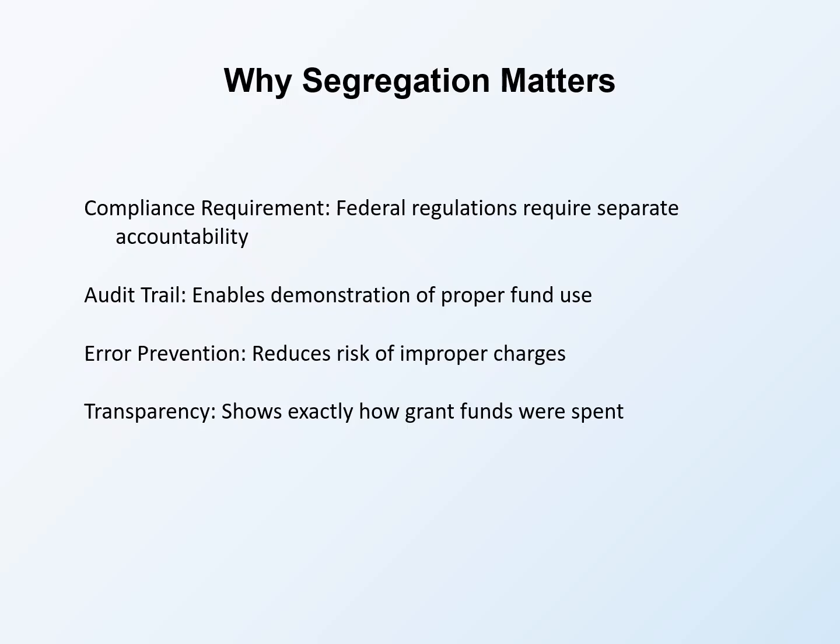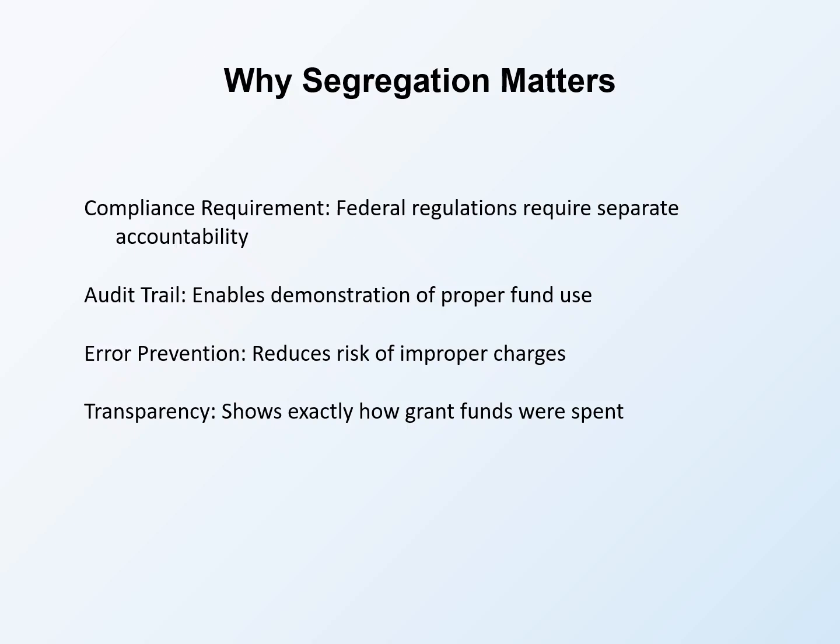Audit trail creation through segregation enables demonstration of proper fund use. When auditors examine your grant, they want to see that every dollar was spent appropriately. Clear segregation makes it easy to trace funds from receipt through expenditure. Poor segregation creates confusion that auditors interpret as lack of control.